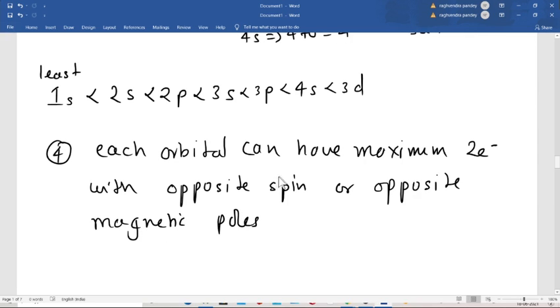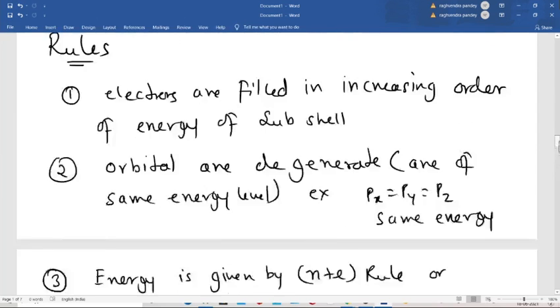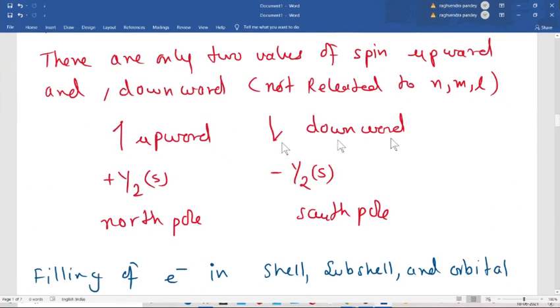Each orbital can have a maximum of 2 electrons with opposite spin or opposite magnetic poles. I told you that opposite spin means one is upward and one is downward. These are called opposite spin. One is the north pole and the other is the south pole, and north and south poles attract each other, so that is possible.